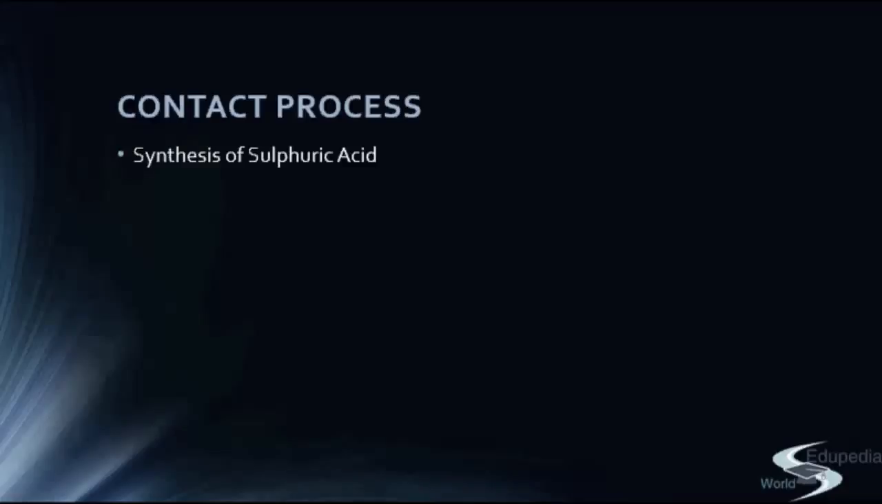So the contact process is basically a process used for synthesizing sulfuric acid, that is H2SO4. We are not studying the complete process, we are just going to focus on an important reversible reaction of this process, which is the formation of SO3. The synthesis of sulfuric acid by the contact process goes through a reaction in which SO2 gets oxidized to reversibly form SO3. This is the key reaction in this whole process.